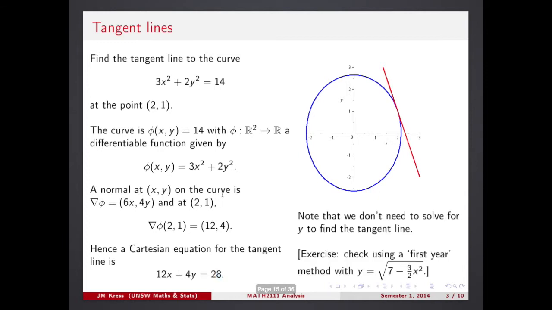This slide also says you can try to do it by the first year method, when you directly solve for half of the ellipse. If you solve this implicit equation for y, you will end up with 2 solutions, right? One of them will be this solution right in here, root 7 take 3 halves of x squared. That will be the upper arc of your ellipse. If you take it with negative, it will be the lower arc of your ellipse. But because your point 2, 1 is on the upper arc, you take only this one solution.